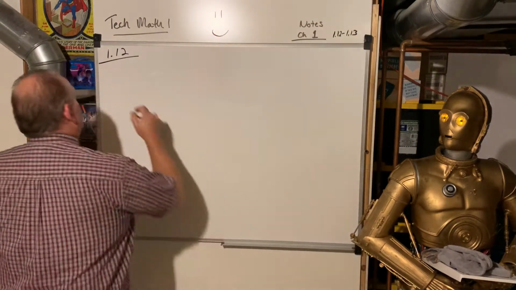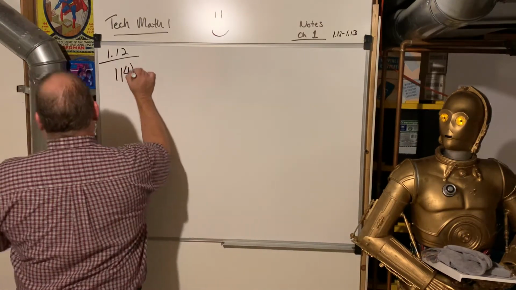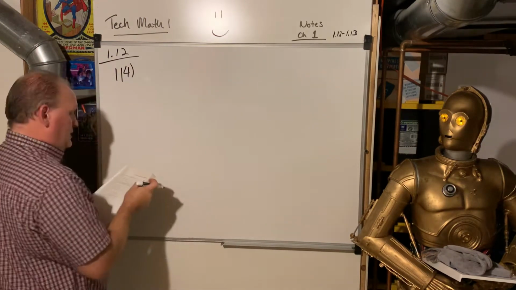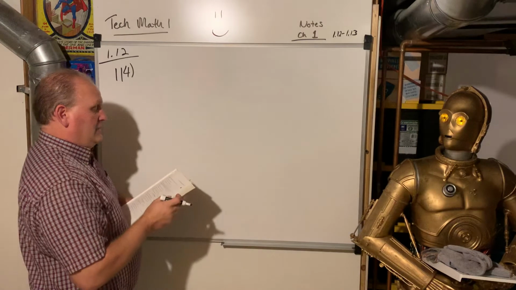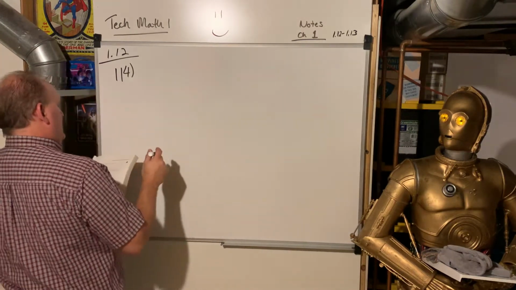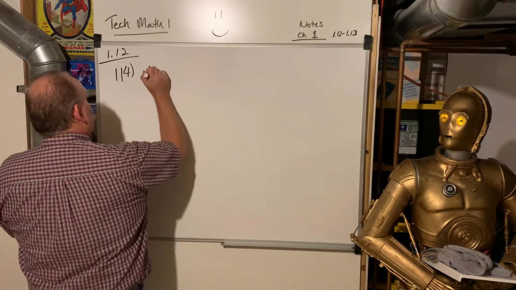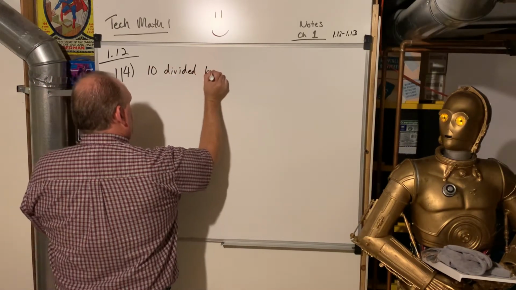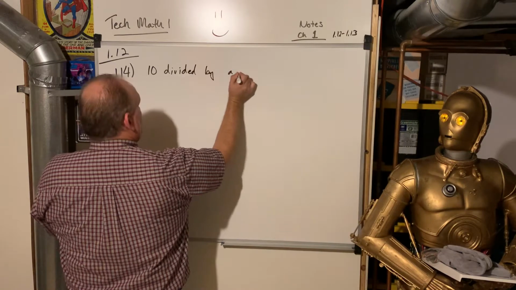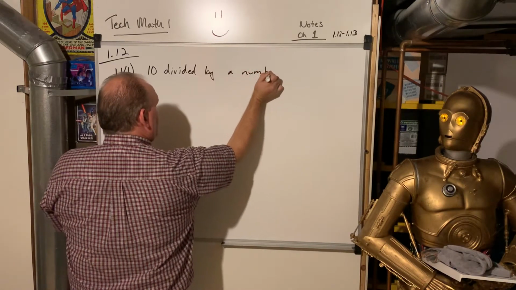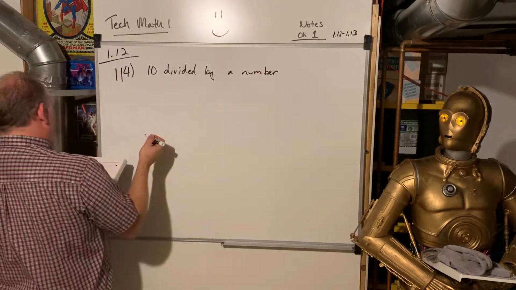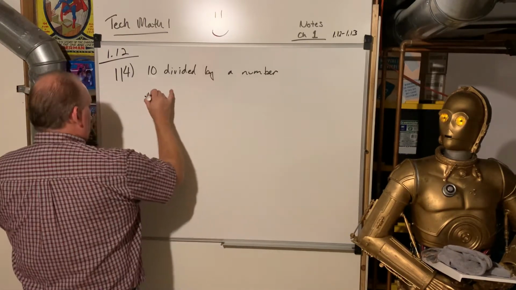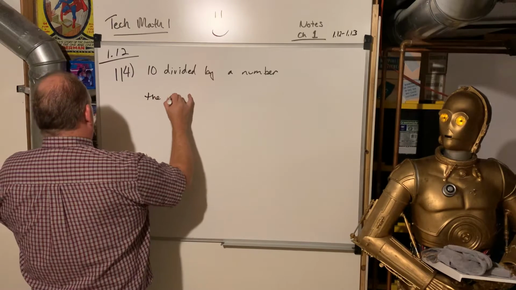All right, so 114. This is on page, what page are we on here? 43 of the blue book. Number 114, they want us to write 10 divided by a number x. Divided by a number. Oh, I guess I just picked x. So you could pick any letter you want unless they tell you. Oh no, it says use x as a variable. Okay, so I guess you can't use any letter that you want.